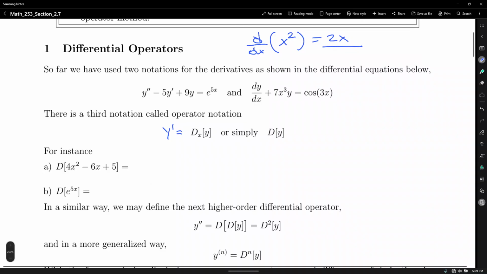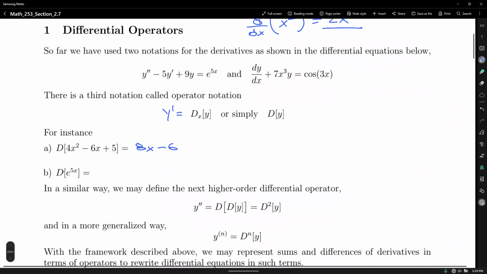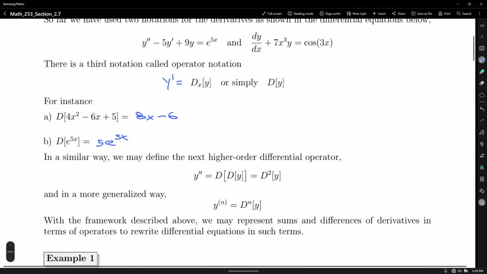So just like, for instance, what about these two? So D of this quadratic polynomial, this D is asking us to differentiate this polynomial, which is x squared plus 8x minus 6. All right? That's just a derivative. And in a similar way, differentiate the exponential function, which is 5e to the 5x. All right? I mean, there's really nothing special yet.